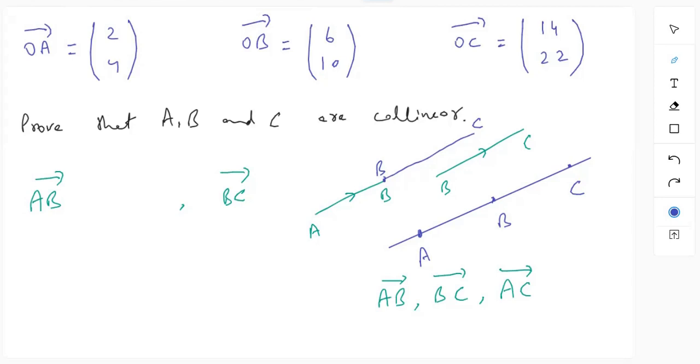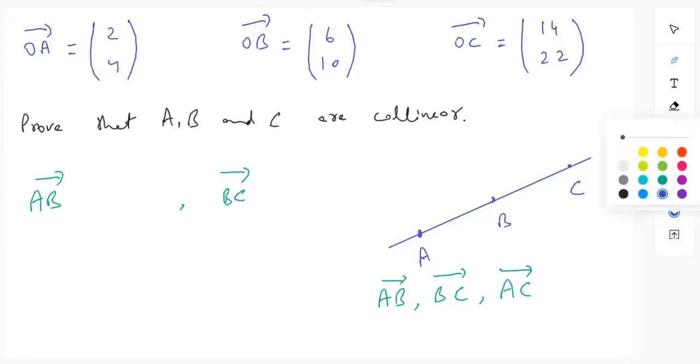Now let me repeat. If you have to prove that any 3 points are collinear, what do you have to do for that? You take any combination like this. AB ले लें, BC ले लें, AC ले लें. इन तीनों में से कोई भी दो चूज कर लें जो आपके पास अवेलेबल हो, उनको पैरेलल प्रूव कर दें किसी तरह से. So let's find AB here. AB फिगर आउट करते हैं.